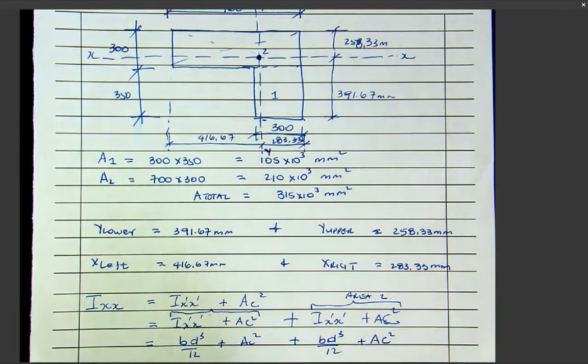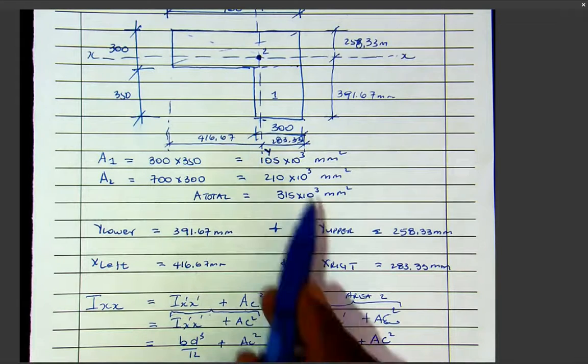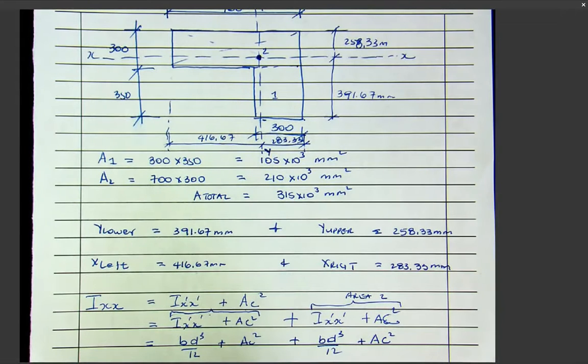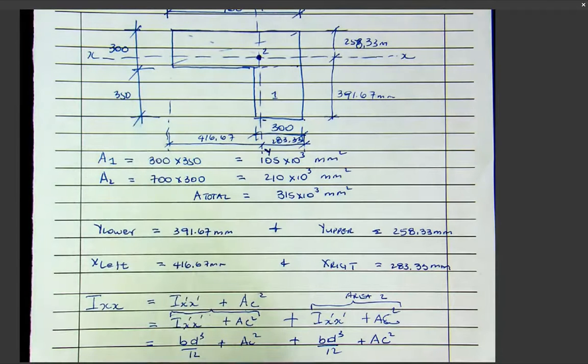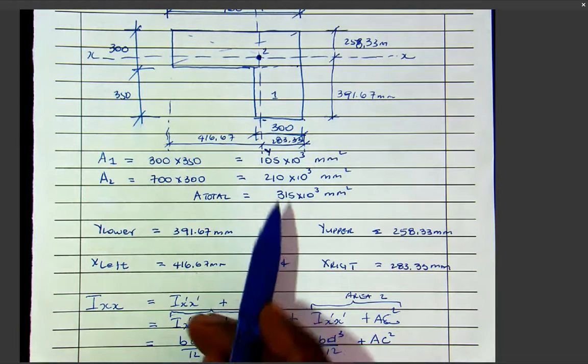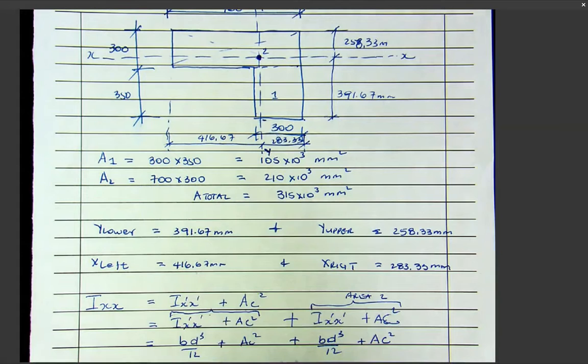Okay. What is B? Which area? Area 1. B is 300. The depth is 350. There's a depth there for area 1. It's 350 cubed all over 12 plus what is area 1? It's 105 times 10 to the power 3.